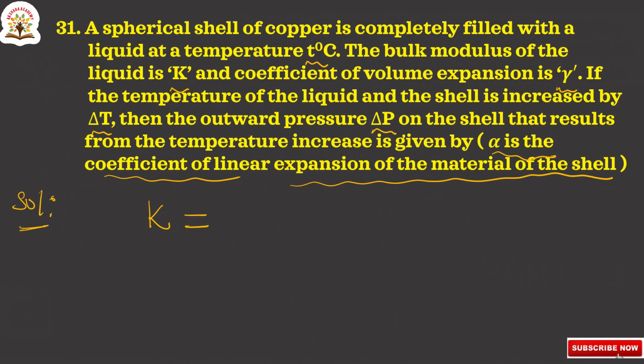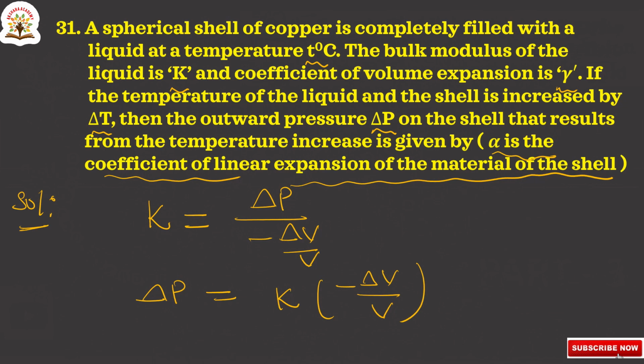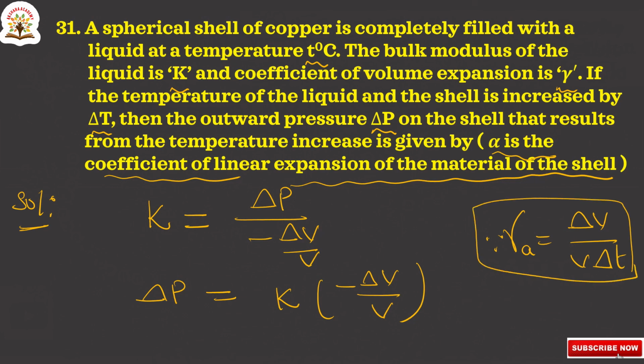Bulk modulus K is equals to delta P by minus delta V by V. This can be written as delta P is equals to, taking cross multiplication, K into minus delta V by V. Here gamma A is equals to delta V by V into delta T. Substituting this here, we get delta P is equals to K of gamma A into delta T. So gamma A can be written as gamma minus 3 alpha, so delta P is equals to K of gamma minus 3 alpha into delta T. Okay, this is the final answer.